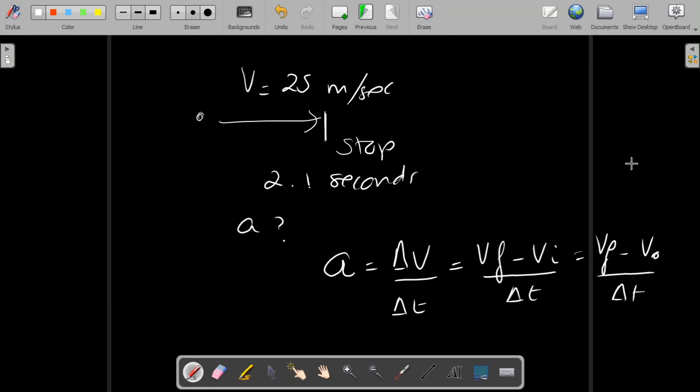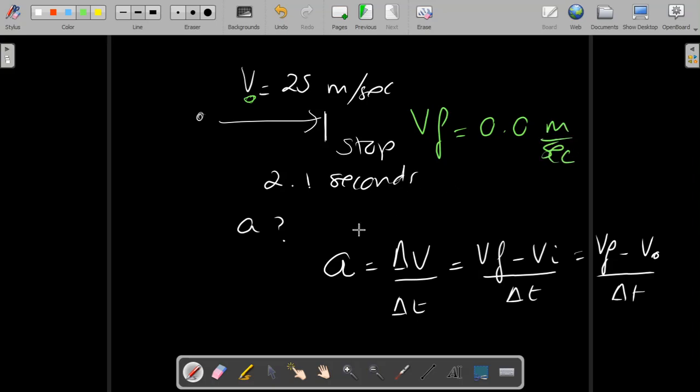Do we have the information to know how to calculate this? Do we have final velocity? Do we have initial velocity? Well, they do give us this velocity. They also tell us it stopped. So when they say it stops, what does that mean? It means that this is our initial velocity, okay? That our final velocity was 0.